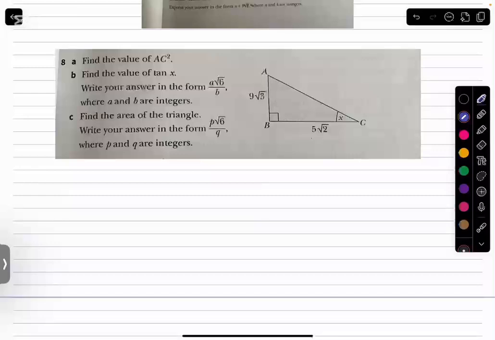Okay, now they are saying find the value of AC square. So I can see that a triangle is given to us. They are saying find the value of AC square. It's a right angle triangle. AB is the height, which is 9 root 3. BC is the base, which is 5 root 2, and AC is your hypotenuse, correct? 90 degrees के opposite जो भी side होती है, that becomes my hypotenuse. I have the hypotenuse, I have the perpendicular, I have the base.